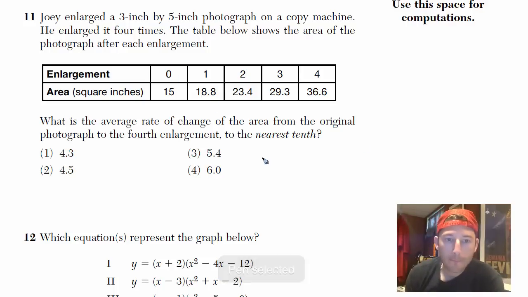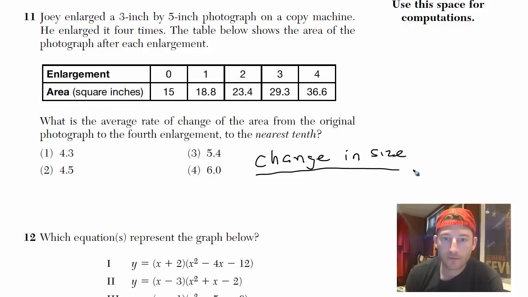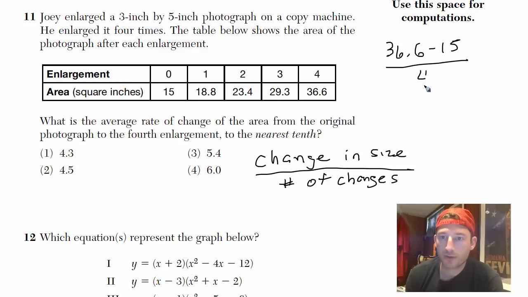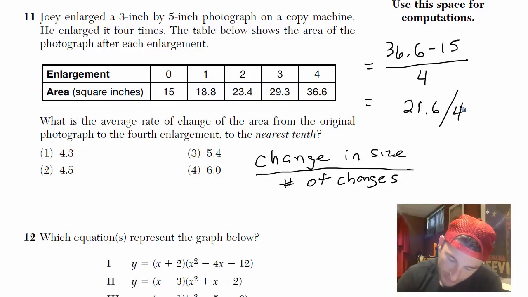All right, let's see here. Original, so we have 4 enlargements. To find the average rate of change, it would be the change in size divided by the number of changes. So for the change in size, we went from 15 to 36.6. So 36.6 minus 15, all over 4. We said there were 4 enlargements, right? So that's 21.6. 21.6 divided by 4 is 5.4. Oh, there you go. Choice 3. You're done.